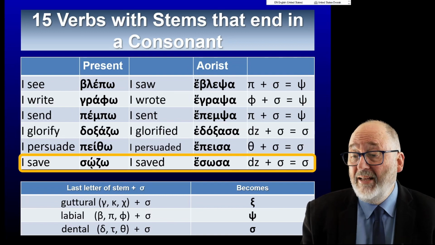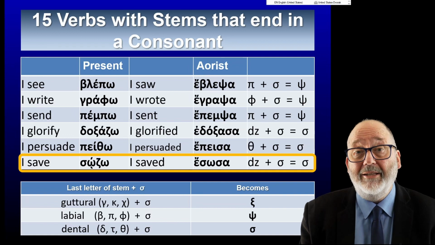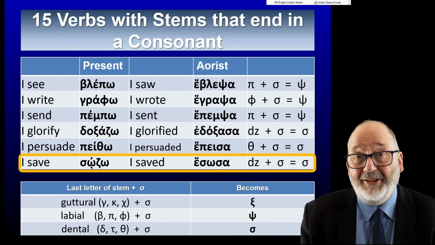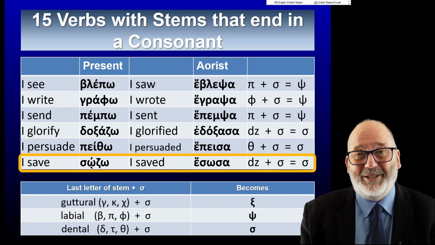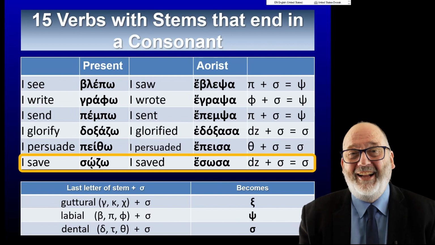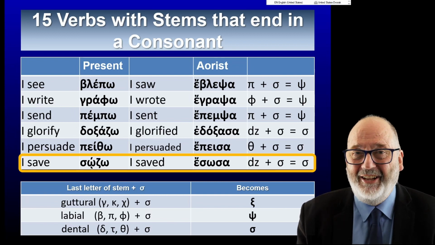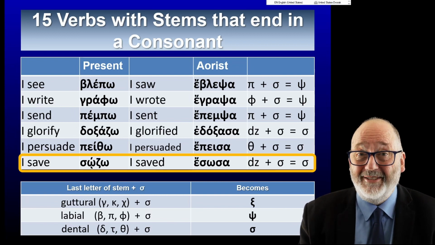Did you notice that sozo in the present tense has an iota subscript, but in the aorist tense does not? Whoa, just worth noticing that. I don't have a good explanation of it, but it just happens. Languages do their own thing.